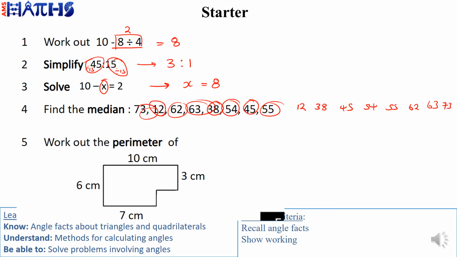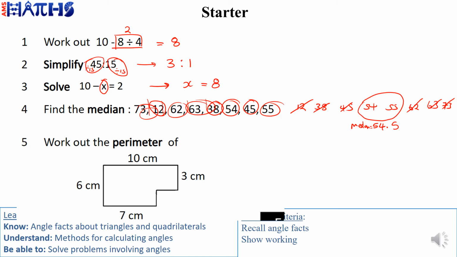Right, 1, 2, 3, 4, 5, 6, 7, 8, just to check that we have all the numbers. Yep. And then we find our middle one by crossing off from the ends, going inward. And so we have 2 numbers left in the middle, so we'll add them together, divide by 2, and that will give us 54.5. Right, so that is the median.